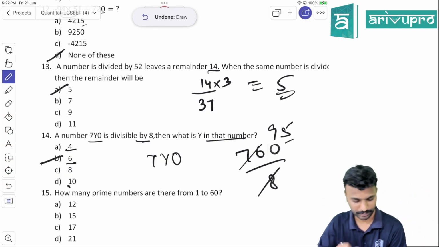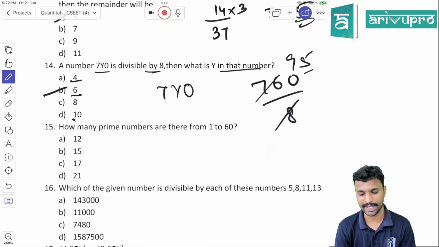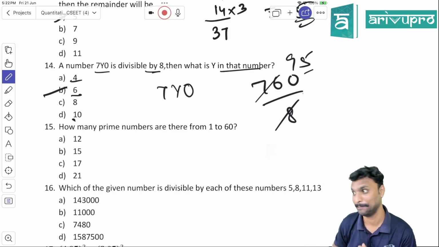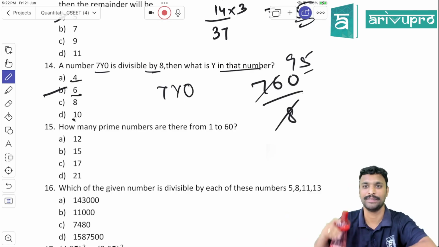How many prime numbers are there from 1 to 60? Count.